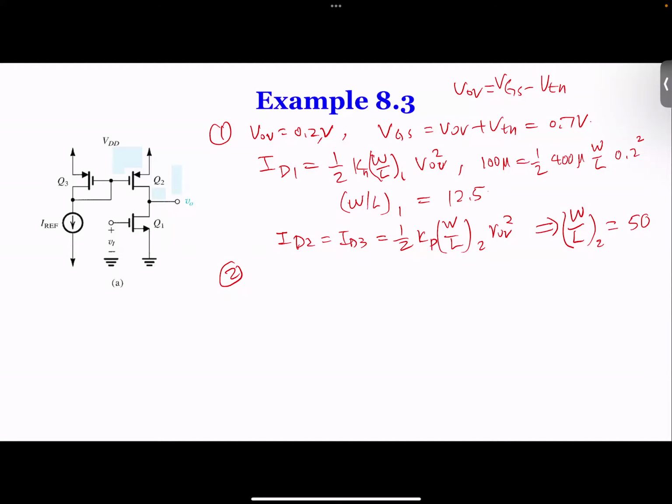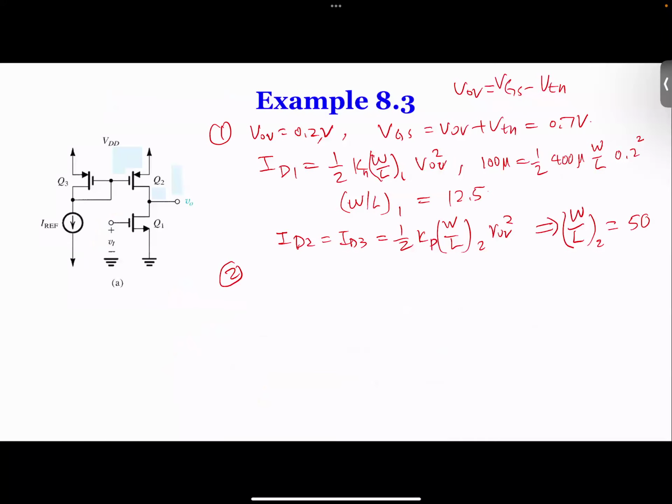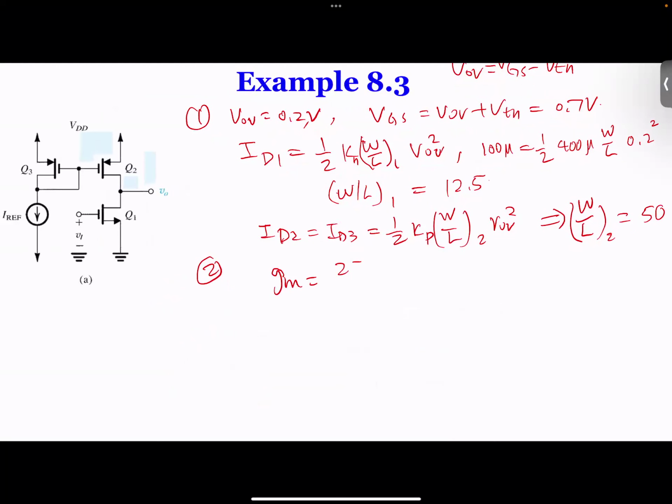Number 2 asks you to find the small signal voltage gain. Remember, if we go back to the circuit over here, we need to find gm, and we need to find ro1 and ro2 so that we can plug into this equation to get it. We know that gm is equal to 2 times ID divided by VOV, which is something we have to go back to chapter 5. So 2 times 0.1 divided by 0.2 gives 1 milliamp per volt.